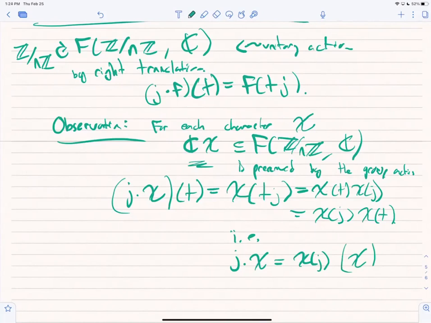Another way to think about this is: for each J in Z mod NZ, I get some automorphism of this vector space. Saying that the automorphism preserves this one-dimensional subspace is saying that this is an eigenspace. So chi, which is just a vector in this vector space, is an eigenvector for the automorphism coming from right translation by any element J. And so you have these vectors that are simultaneous eigenvectors for everything.